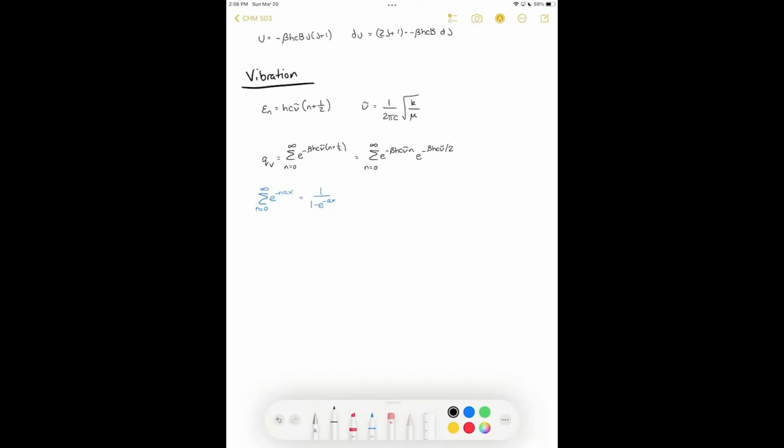And so if we take this term out here, we can have our simple sum, and we can say this is equal to e to the minus beta hc nu over 2 divided by 1 minus e to the minus beta hc nu. This is our solution for the vibrational partition function. This expression takes the 0-point energy into account in this numerator here.